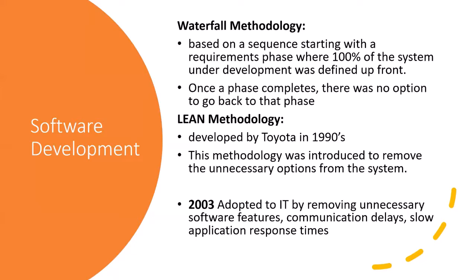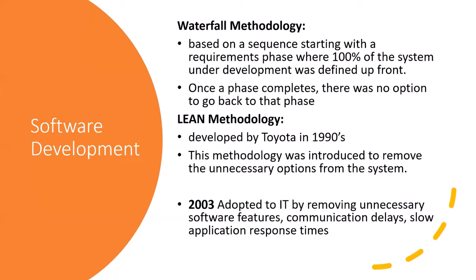Once you look at the comparison, the differences all came from these previous learnings. Here, 100% of the system under development was defined upfront. We are going to do X, Y, Z features; they tell you 6 months before, and after that it comes into the software in the waterfall model. Once a phase completes, there was no option to go back. Rollback is not there in the waterfall model. So that was a disadvantage.